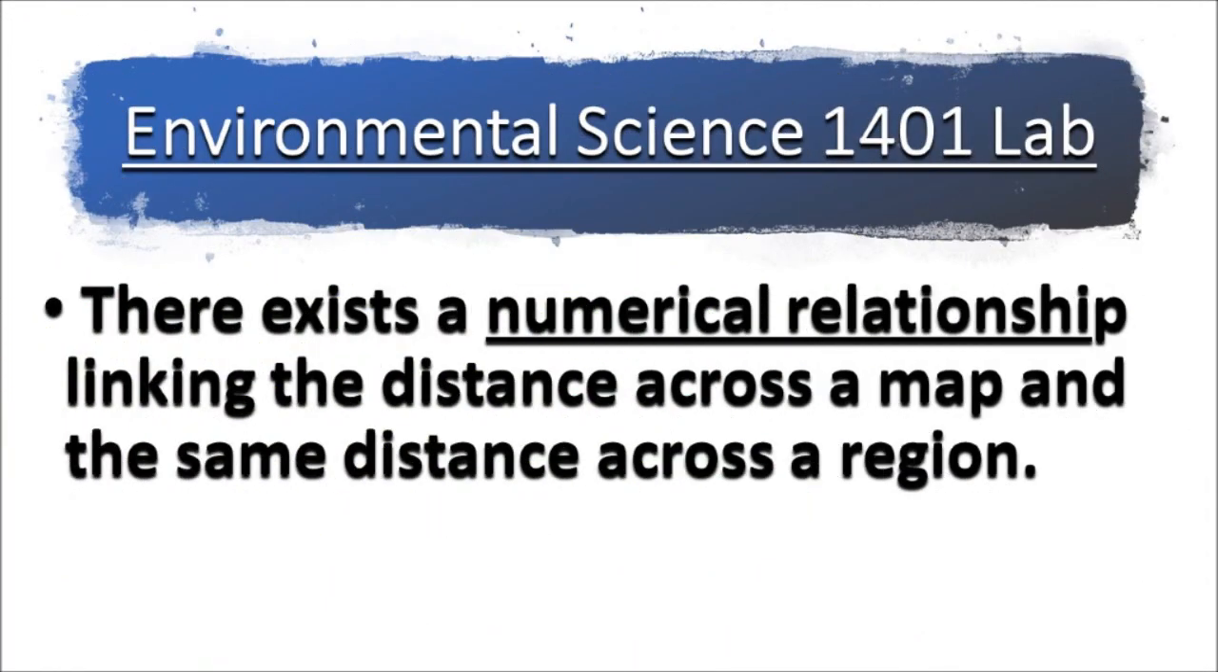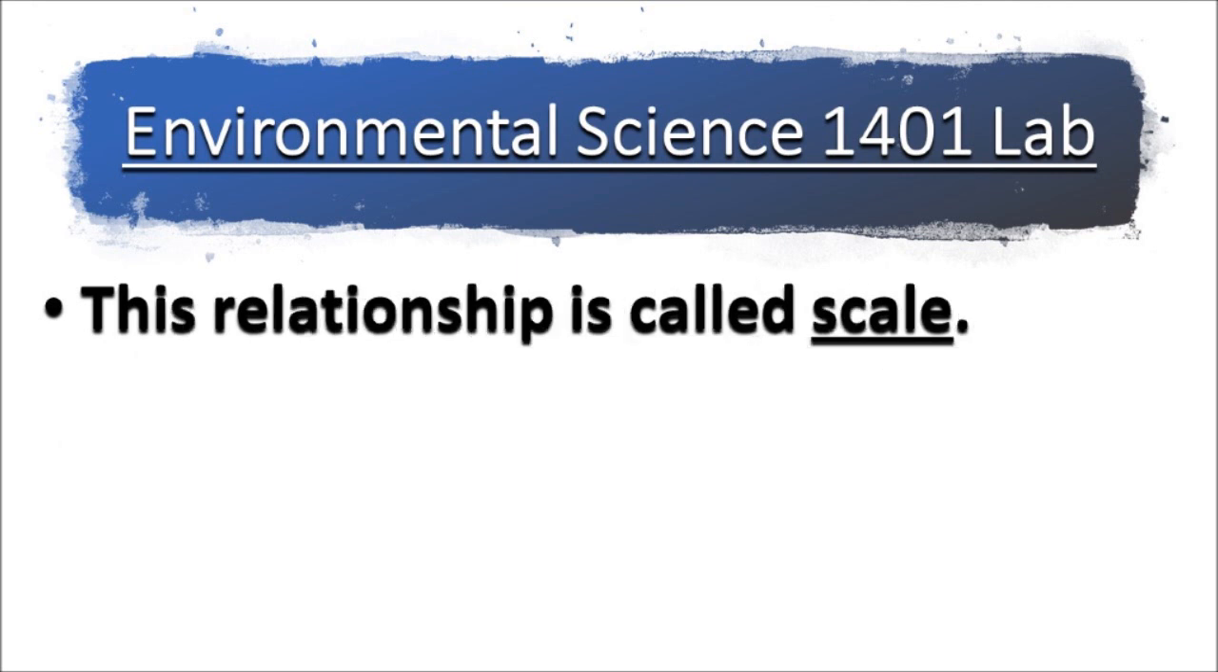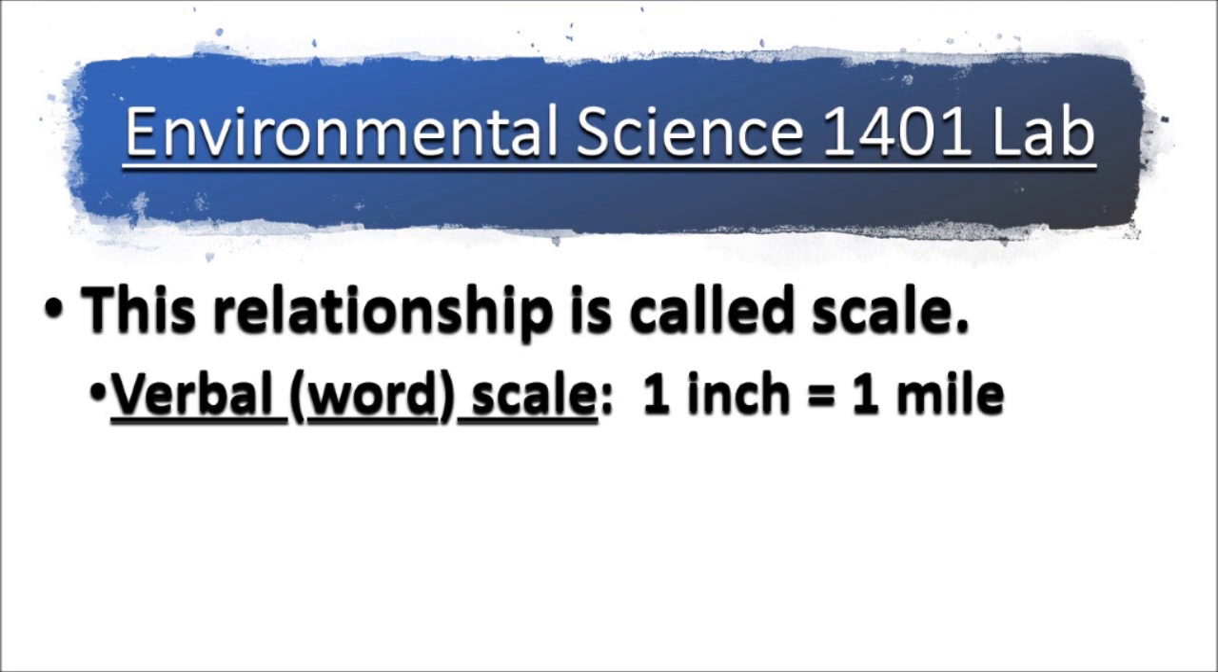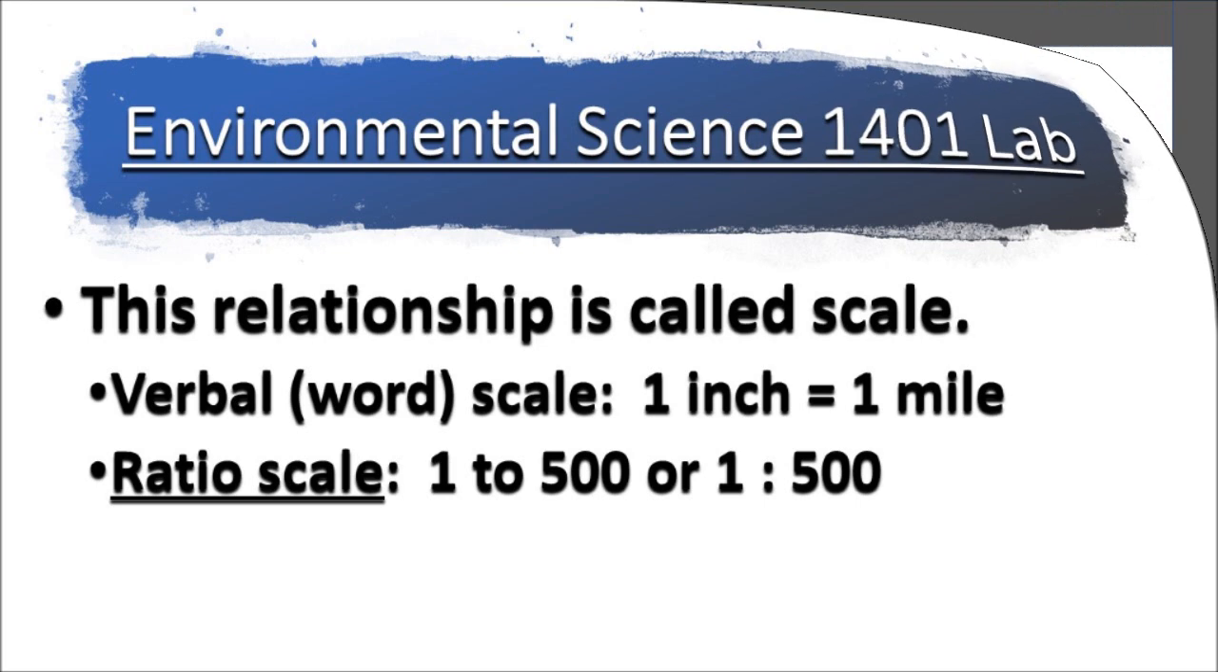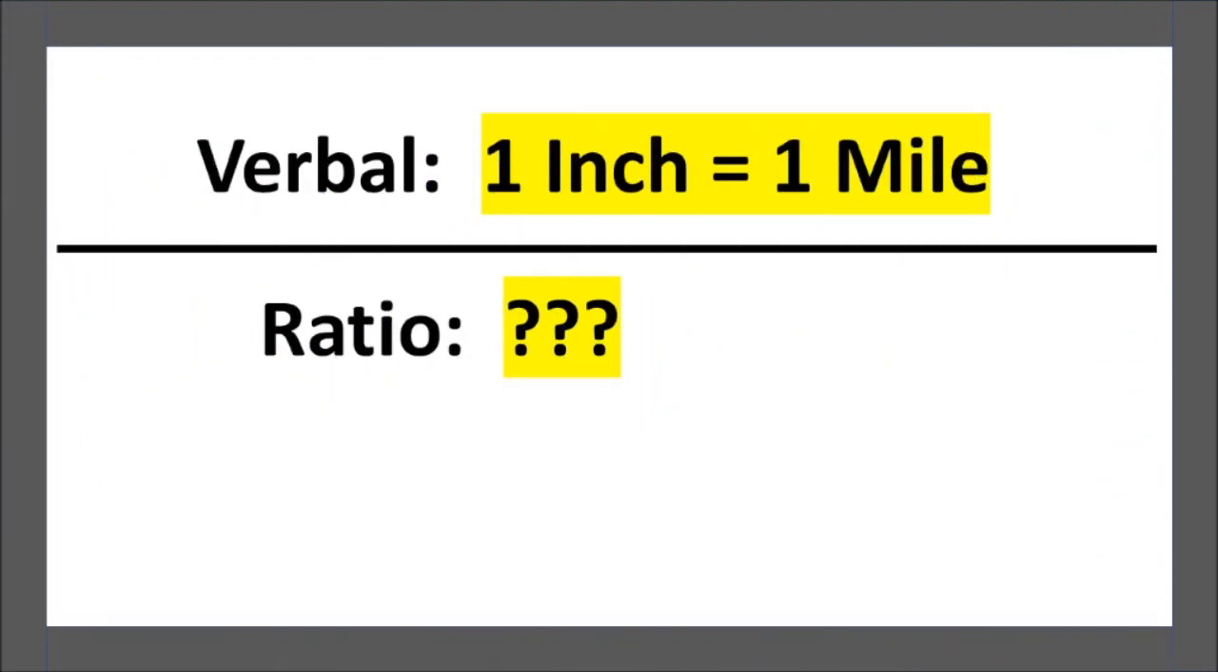To begin with our definitions, there exists a numerical relationship linking the distance across a map and the same distance across a region. This relationship is called scale. We have two types of scale: verbal or word scale. Here's an example: 1 inch equals 1 mile. Our next example, ratio scale. You have to be able to show that you know how to convert between verbal scale and ratio scale.